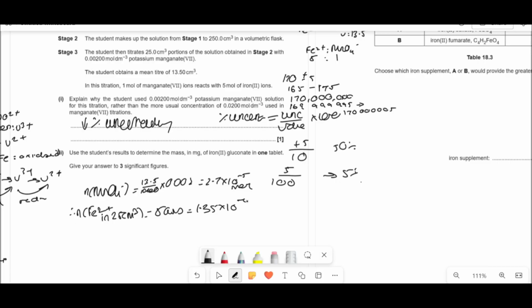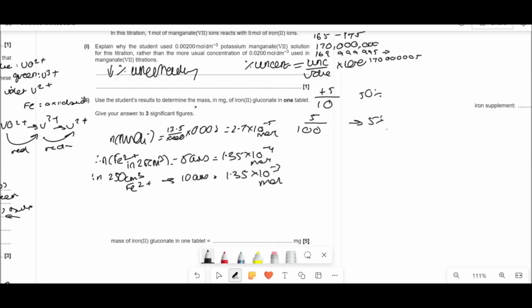1.35 times 10 to the minus 4 moles. Then I know that the original tablets were dissolved in 250 centimeters cubed, so that means the Fe2+ in 250 centimeters cubed is going to be 10 times this. So it's going to be 1.35 times 10 to the minus 3 moles. And they're asking you to work out the mass of iron gluconate in one tablet.